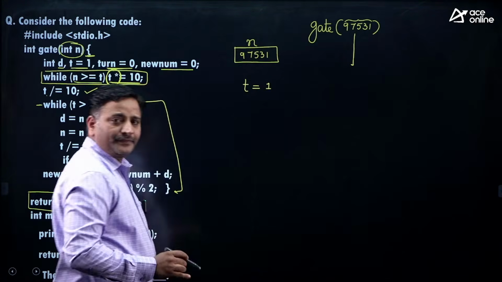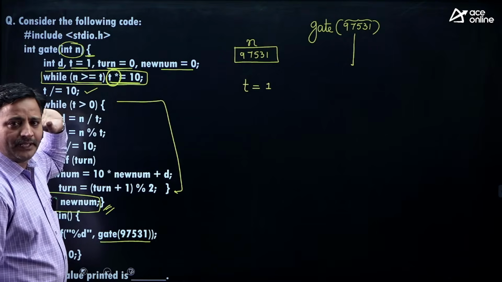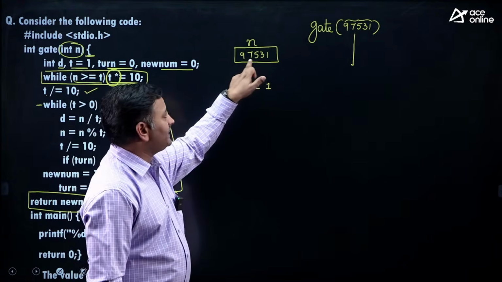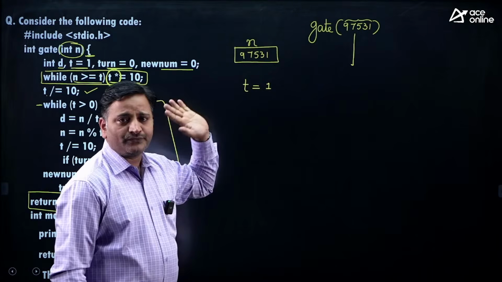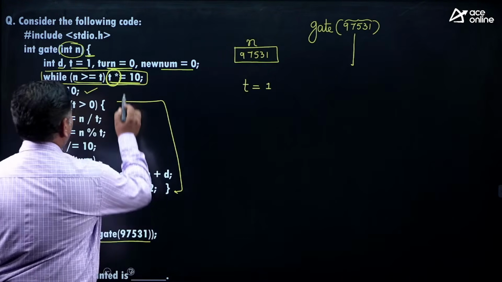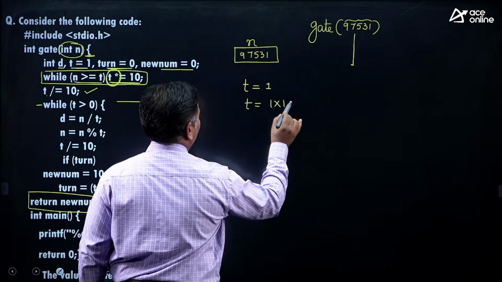Just look here, t value initially is equal to 1. So whenever you check the condition n greater than or equal to t, the value of n is equal to 97,531. Obviously 97,531 is greater than or equal to 1. Then we are multiplying t with 10. It means that t is equal to 1 star 10.